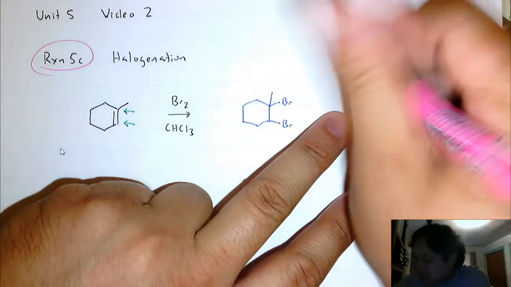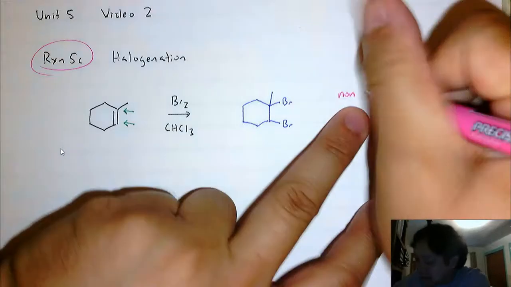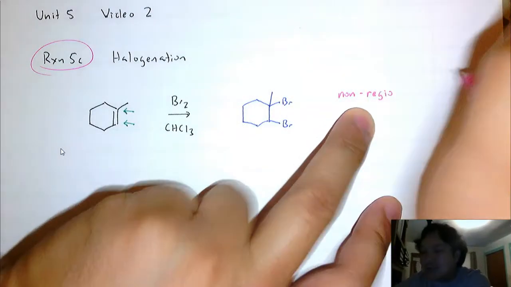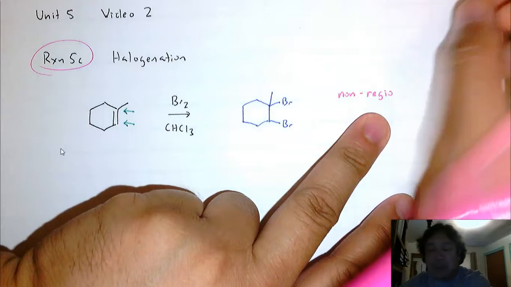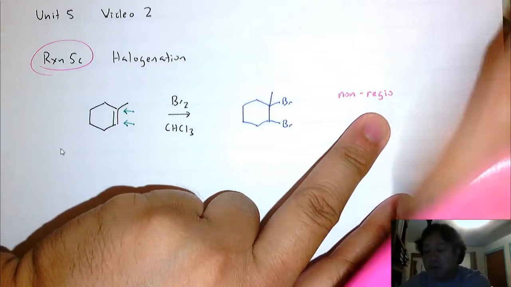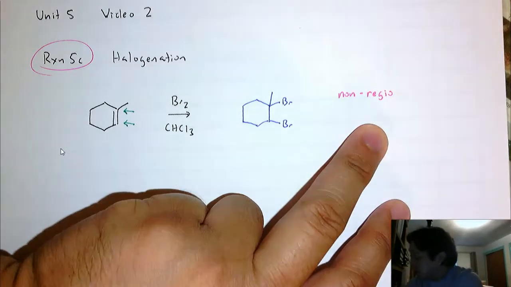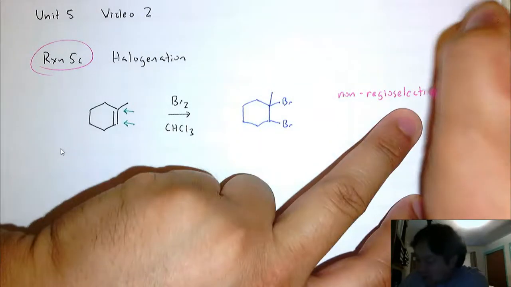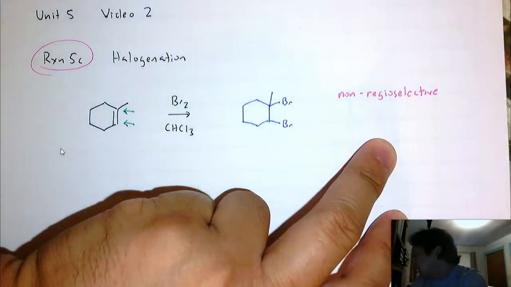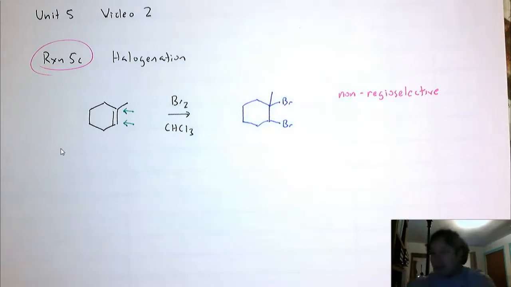Well, that means that it is non, should I say it? Non-regioselective. Regioselectivity is you could possibly form constitutional isomers, and you choose one set over the other. So Markovnikov's rule is a way to describe the regioselectivity. Okay. So it's non-regioselective because there is no Markovnikov's rule. And let me just check this text real quick. Non-regioselective.